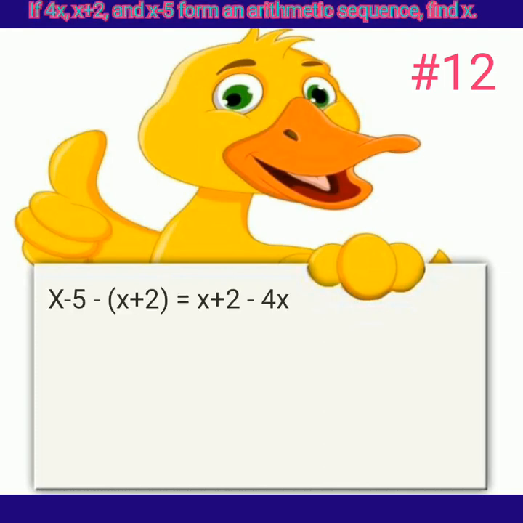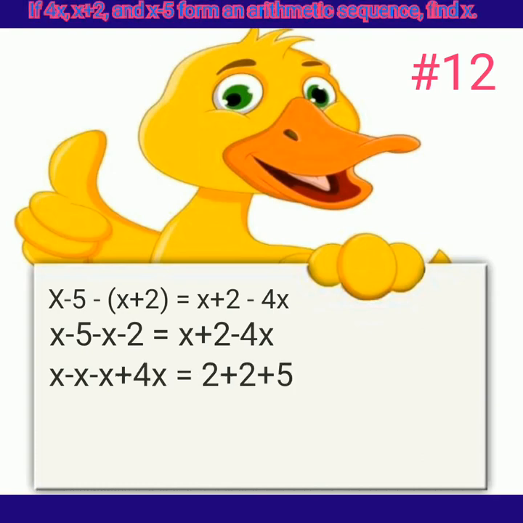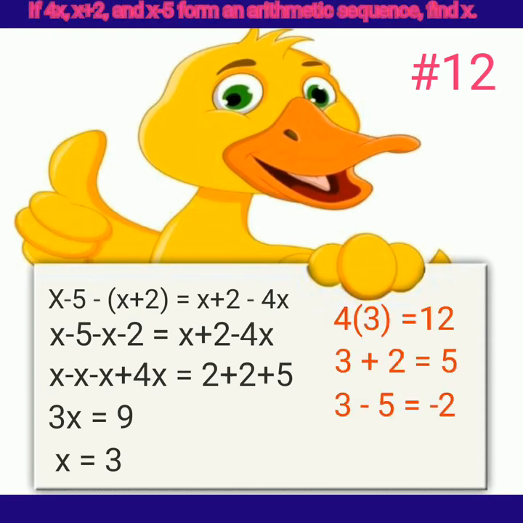We have x minus 5 minus the quantity of x plus 2 is equal to x plus 2 minus 4x. Combining like terms, we have 3x is equal to 9. And dividing both sides by 3, x is equal to 3. The sequence is 12, 5, and negative 2, whose common difference is negative 7.